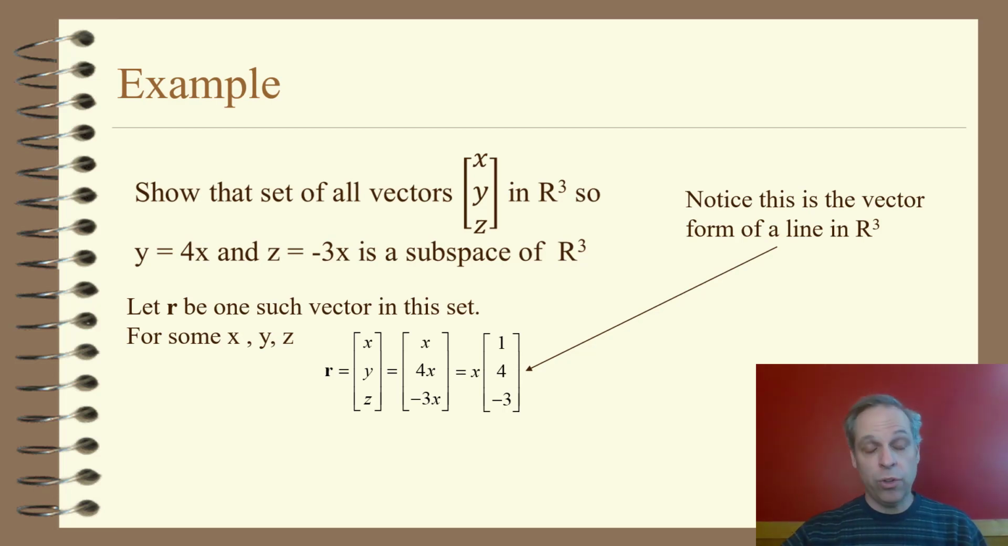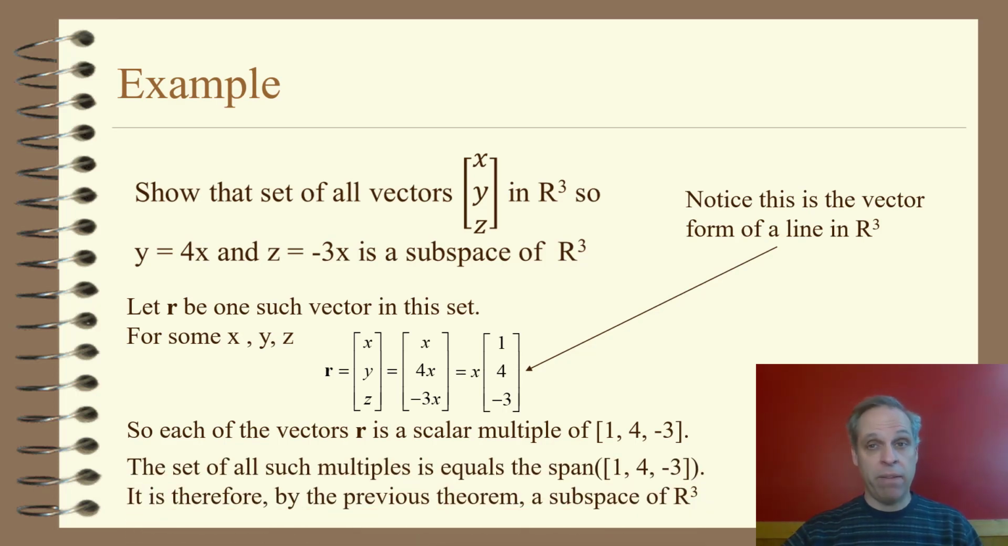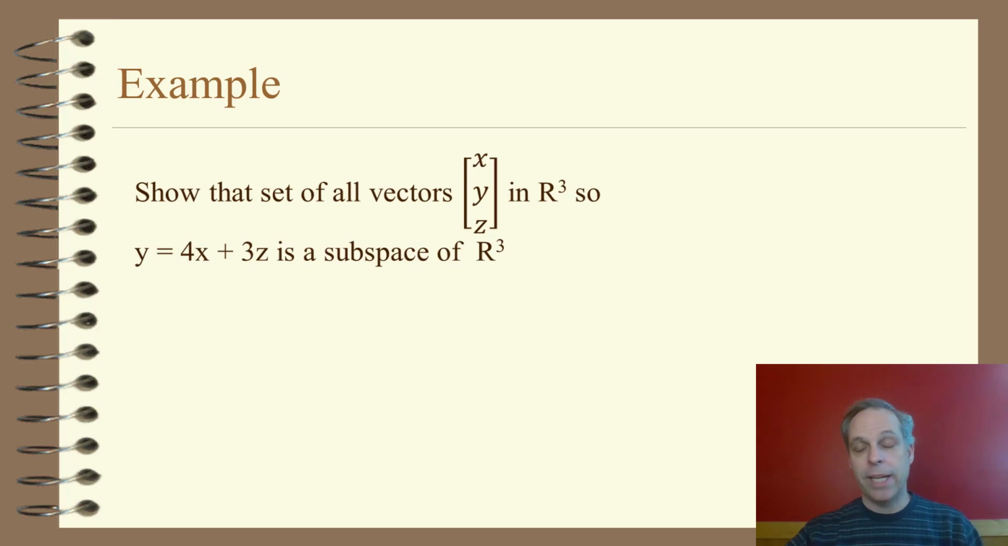Since every single one of these vectors in this particular set is a multiple of 1, 4, 3, the set is therefore just the span of that vector. As the set is a span of one vector, it's a spanning set, and therefore it is a subspace. Pretty easy. Let's just try it again.